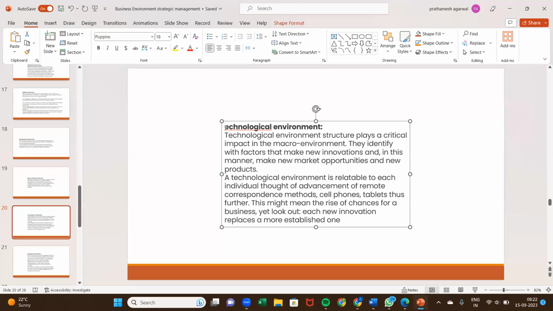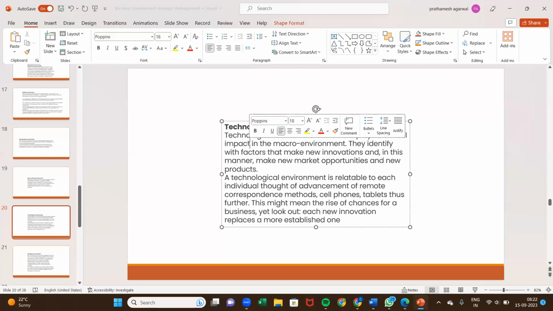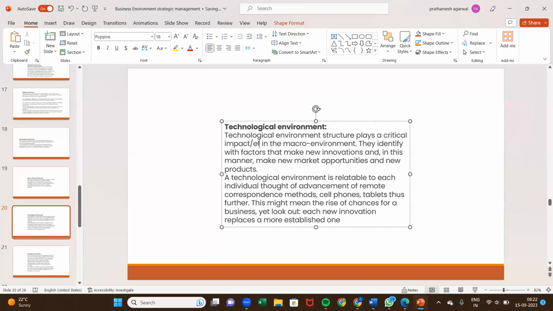Now, technological environment. Technological environment structure plays a critical impact. Critical impact means what is the meaning of impact? It has an effect. All right. It has an effect. Now, what type of effect it has in the macro environment? They identify with factors that make new innovations. New innovations means what new things are coming up in the market. And in this manner, they make up new market opportunities and new products.